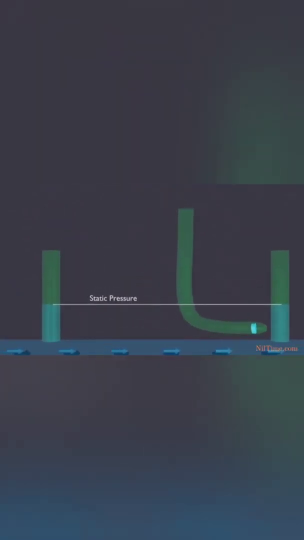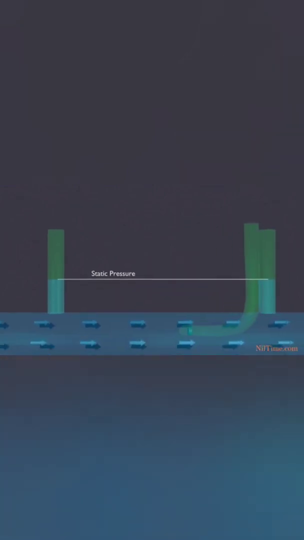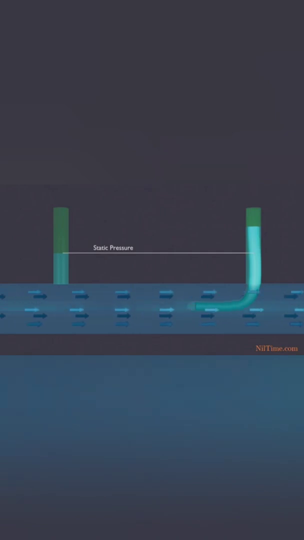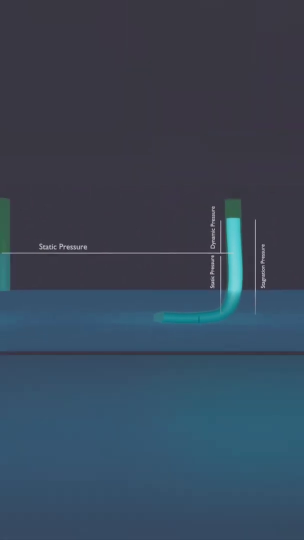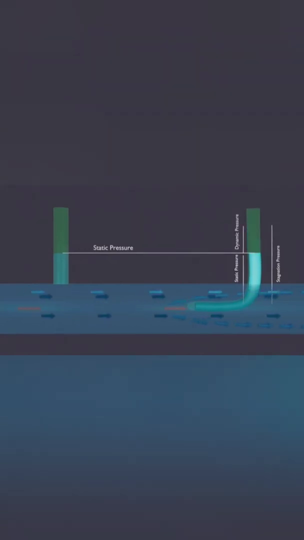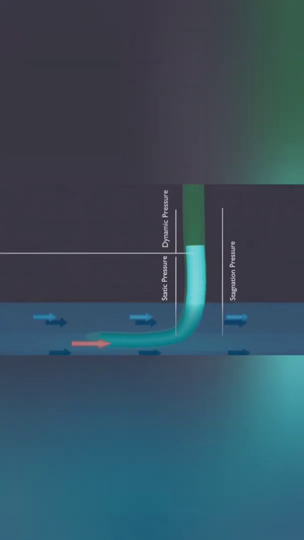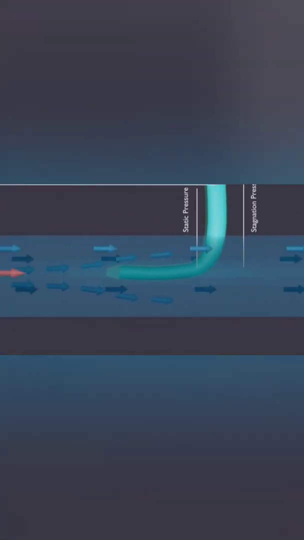But what if we replace it with a Pitot tube? The column height of the water will increase. And this extra height is called the dynamic pressure, caused due to stagnation pressure. When the water particle enters the Pitot tube, its velocity will convert to dynamic pressure. And stagnation pressure is the total sum of static and dynamic pressure. So the stagnation pressure represents the pressure at a point where the fluid is brought to a complete stop.